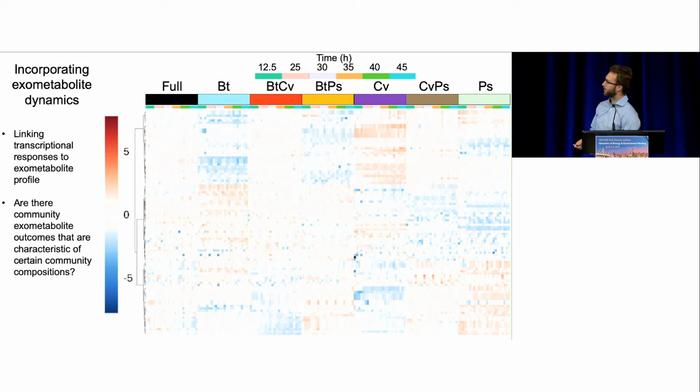This is characterized exometabolites provided by the JGI. Each column is a different community composition, all 7 community compositions, and underneath each of these is the temporal progression of that exometabolite. What you notice first off is just the compositional and temporal trends in the data. But with this, what we're trying to do is link some of the transcriptional responses to the exometabolite profiles, and also start asking if there are particular community exometabolite outcomes that are characteristic of certain community compositions.